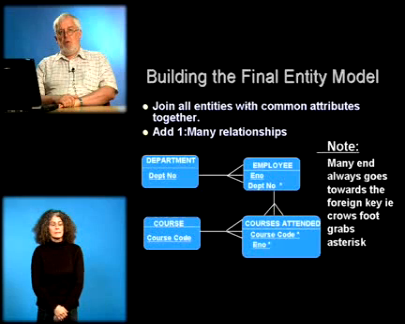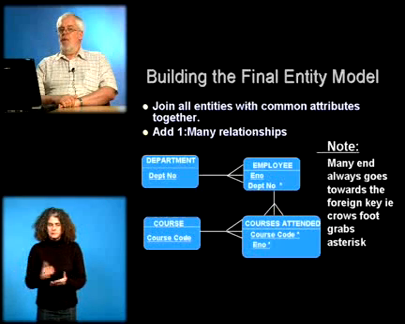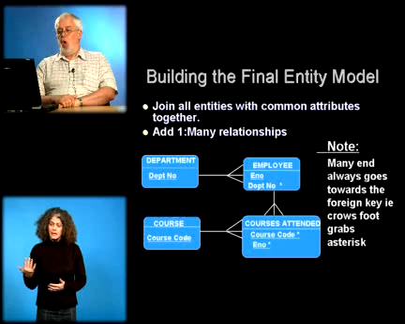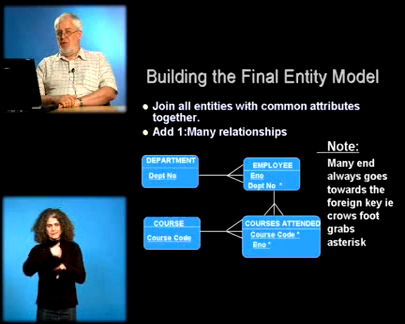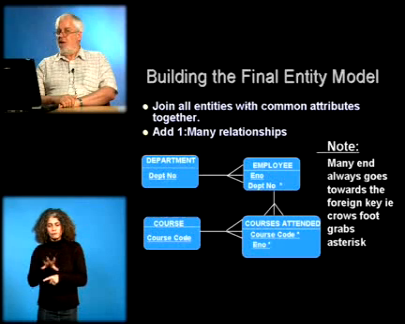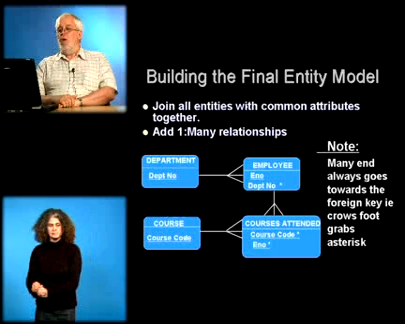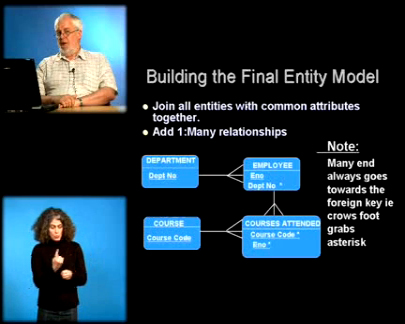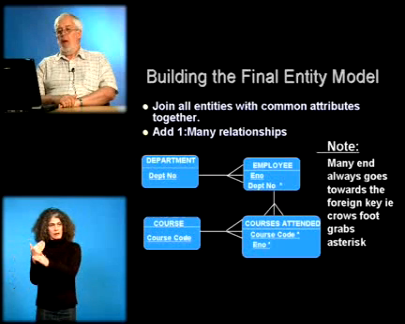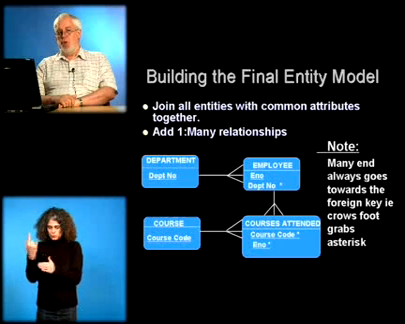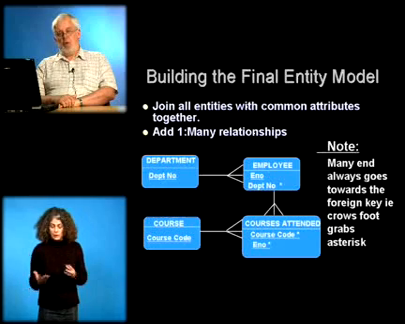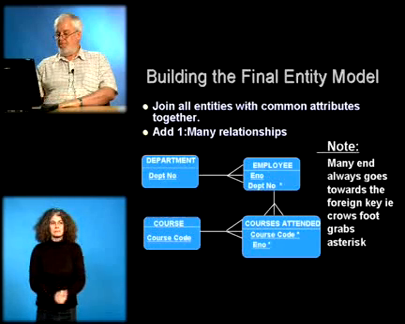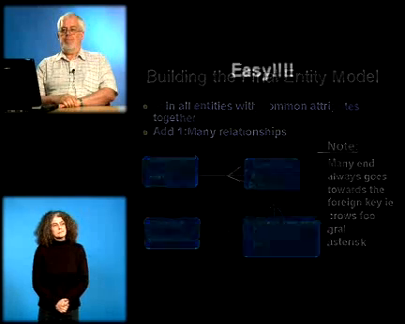And then we add the one-to-many relationships. And the many end of a relationship always goes towards the foreign key. A truism in database design is the crow's foot grabs the asterisk, and that is exactly what we do here. So, department has a one-to-many relationship with employee, employee has a one-to-many relationship with courses attended, and course has a one-to-many relationship with courses attended. Easy.